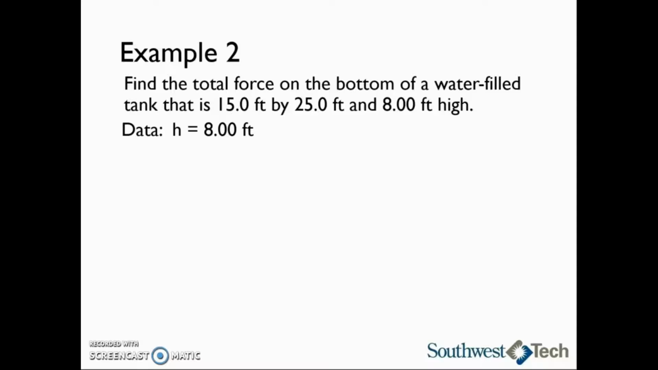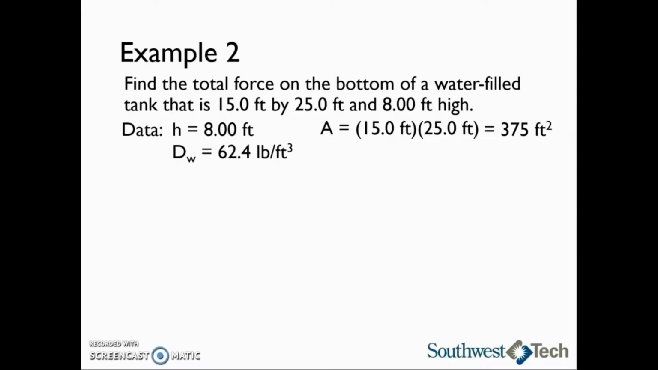We also know the weight density of water from before, which is 62.4 pounds per cubic foot. We were given the length and the width, so we can find the area by multiplying these two dimensions. The area is 15.0 feet times 25.0 feet, which is 375 square feet. We are trying to find F sub T, the total force exerted on the bottom of this tank. The basic equation to solve this is that F sub T is equal to area times height times weight density. This will also be our working equation because we don't have to rearrange anything.